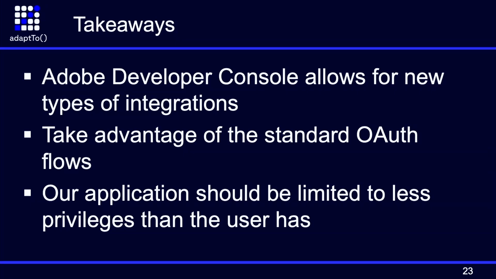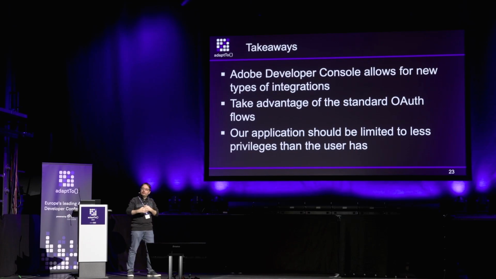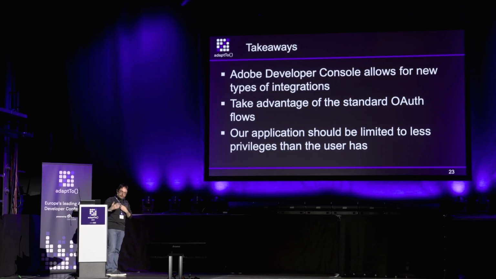And finally, the last takeaway is that we always should limit the privileges of our application. We should not request everything that the user has. We should not think that our application has the same privilege as the user. Oh, the user can do this, and we can automatically do it. No. We should choose what our application needs and only request that.